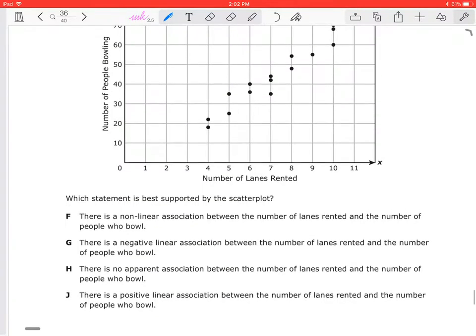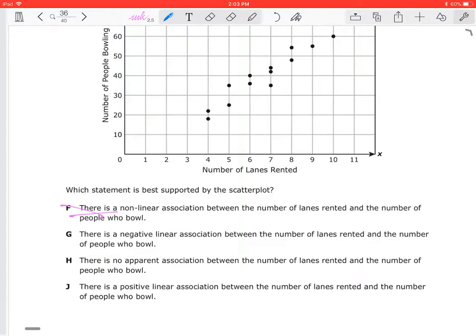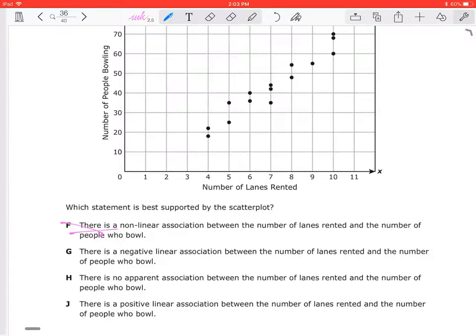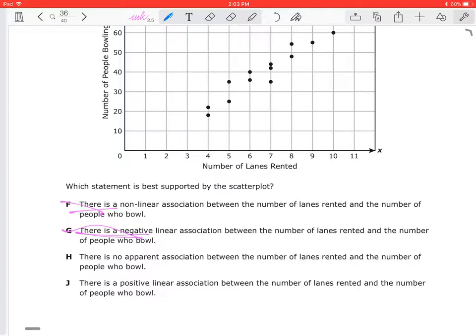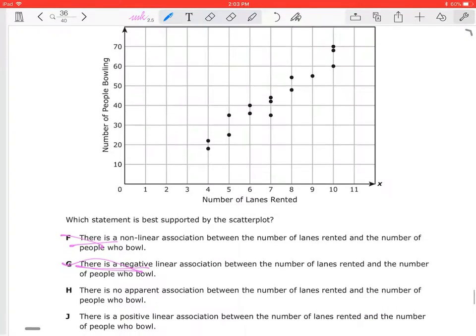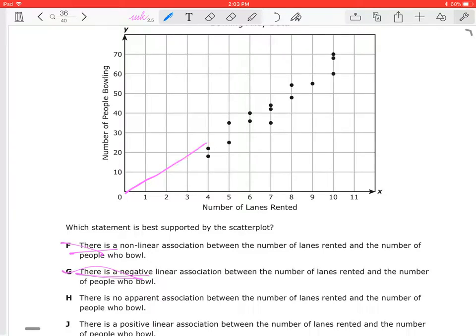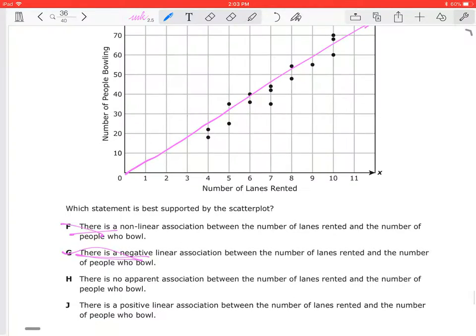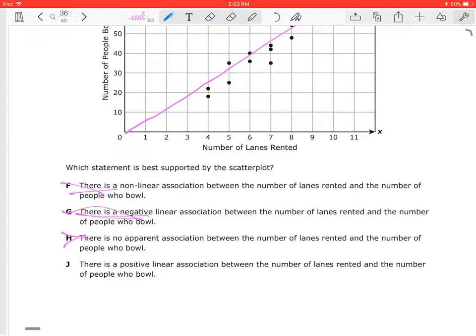Well, I may not necessarily say there's a nonlinear association between the number of lanes rented and the number of bowlers. No, I'd say it's linear. There's a negative linear association? No, it's not negative. There's no apparent association between the number of lanes rented and... No, there's an apparent association, because it's close. If I were to draw my trend line, yeah, it's close. So there is an apparent association.